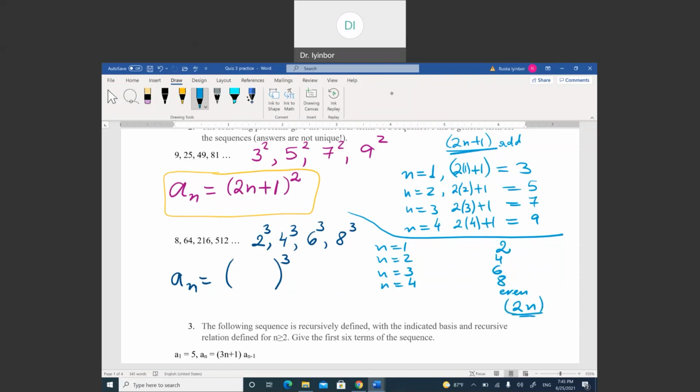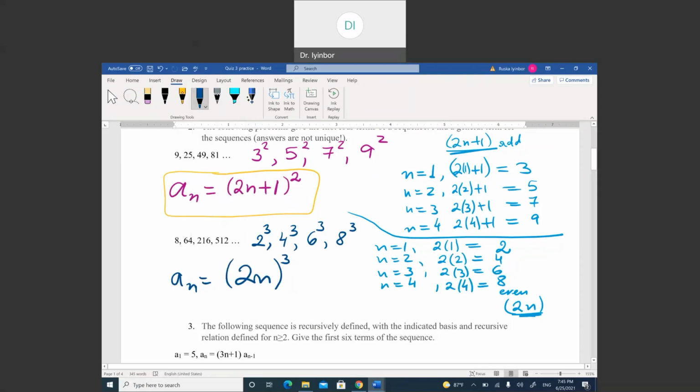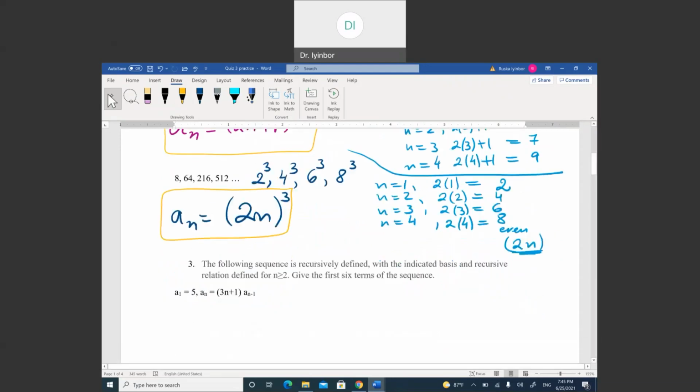So now when n is 1, I can do 2 times 1 is 2, right? When n is 2, 2 times 2 is 4, so that works. 2 times 3 and 2 times 4. So my formula looks to work. So 2n is a good expression to put in my general term, 2n with exponent 3. And this is going to give me the formula to calculate each number in that sequence. Okay? So that's how you do this type of question. So look at each number individually, see what it is, and then represent it with the formula. Okay? Then you're going to go to the next one, which is number 3.